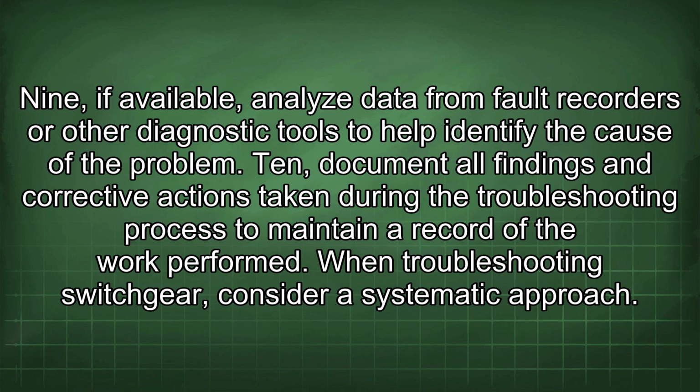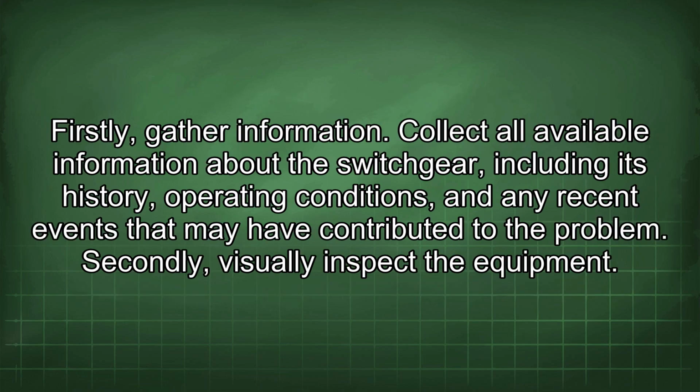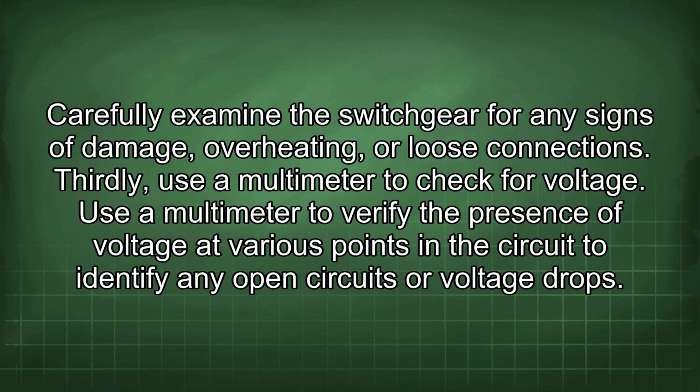When troubleshooting switchgear, consider a systematic approach. Firstly, gather information. Collect all available information about the switchgear, including its history, operating conditions, and any recent events that may have contributed to the problem. Secondly, visually inspect the equipment. Carefully examine the switchgear for any signs of damage, overheating, or loose connections.